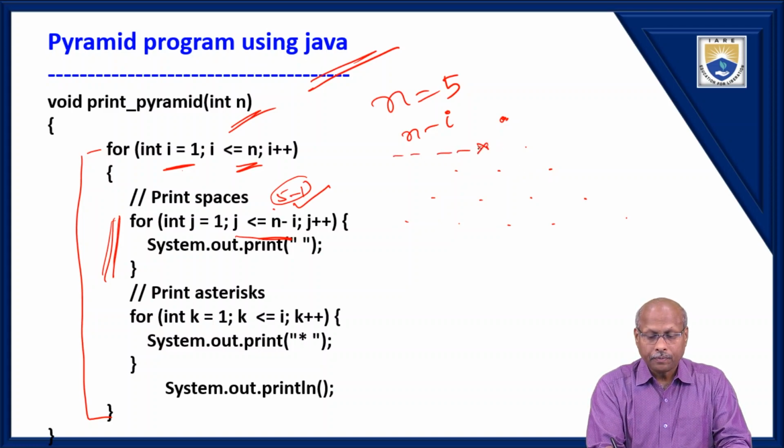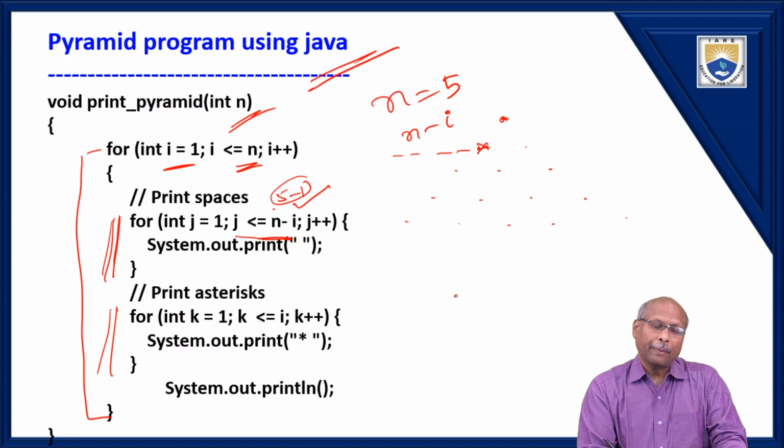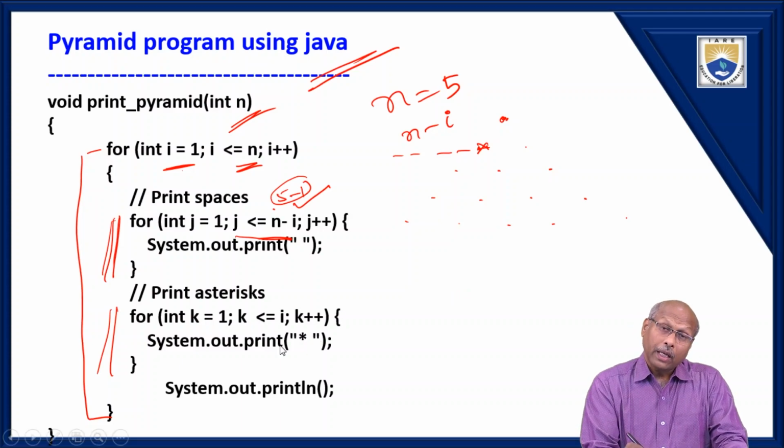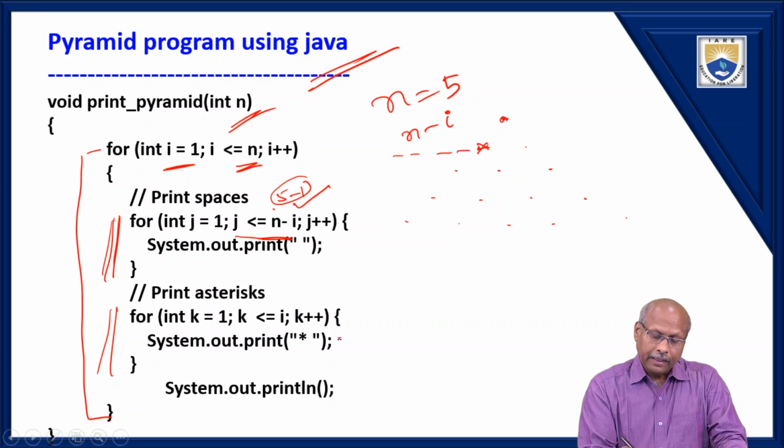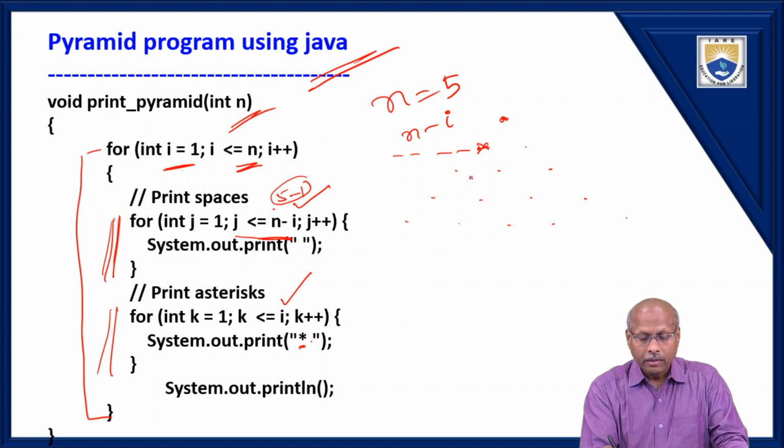Then print the star, then print the particular letter. Now to print that letter, how many times do I have to print? i times. Because if i is 1, 1 star. If i is 2, 2 stars. If i is 3, 3 stars. But while printing, I am printing a star and then giving a gap. Print the star and then a gap.